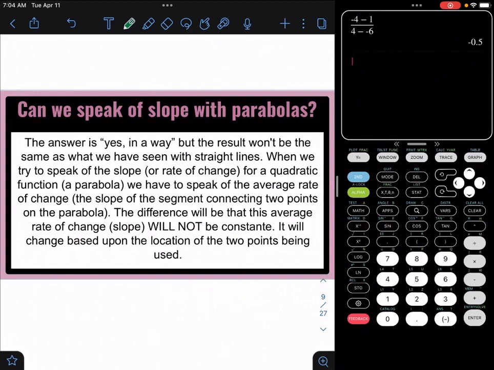When we try to speak of the slope or rate of change for a quadratic function, which is a parabola, we have to speak of the average rate of change, the slope of a segment containing 2 points of the parabola. We can't say that it's the slope of the whole entire equation. It's just the slope of 2 certain points. The difference would be that the average rate of change, or the slope, will not be constant. It will change based upon the location of the 2 points being used.